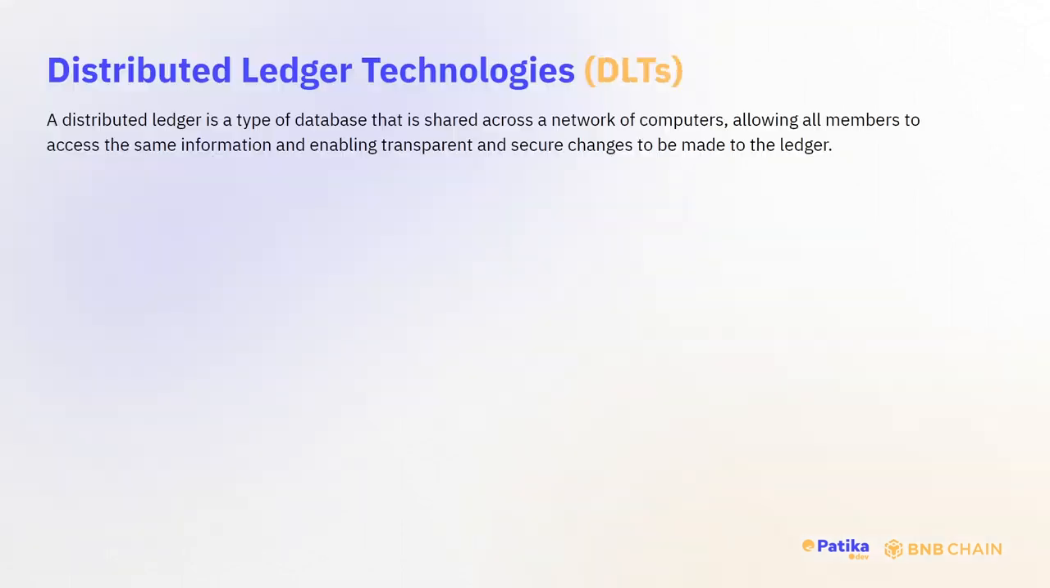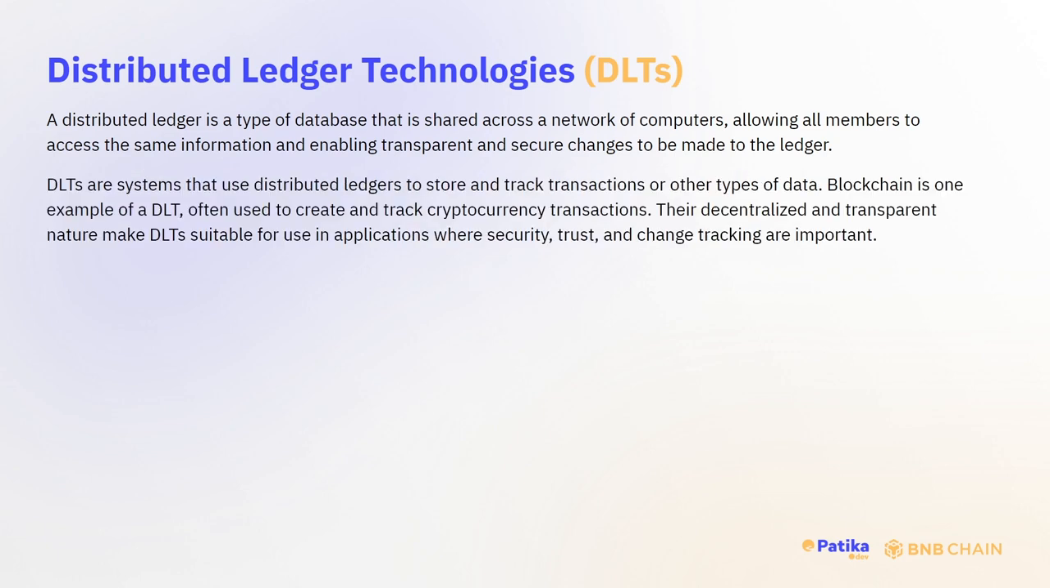A distributed ledger is a type of database that is shared across a network of computers, allowing all members to access the same information and enabling transparent and secure changes to be made to the ledger. DLTs are systems that use distributed ledgers to store and track transactions or other types of data. Blockchain is one of the examples of DLTs, often used to create and track cryptocurrency transactions. Their decentralized and transparent nature make DLTs suitable for use in applications where security, trust, and change tracking are important.